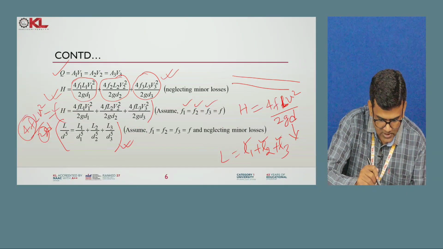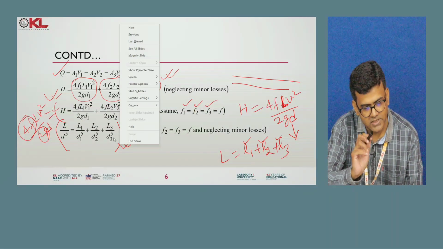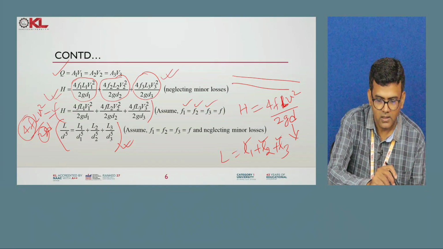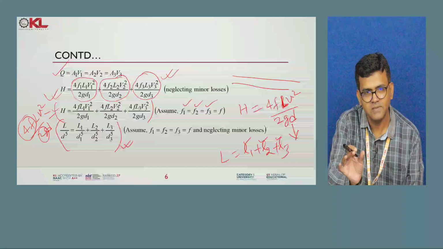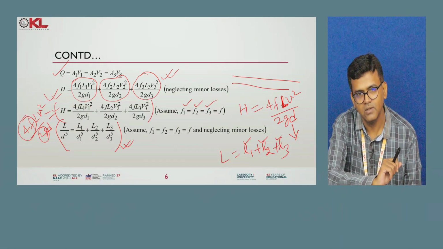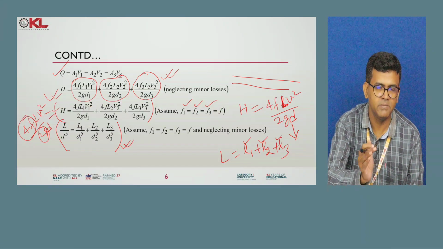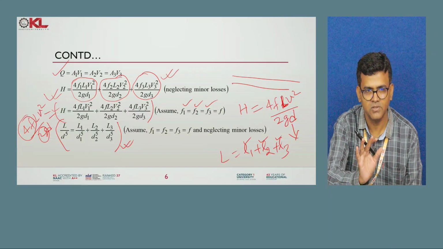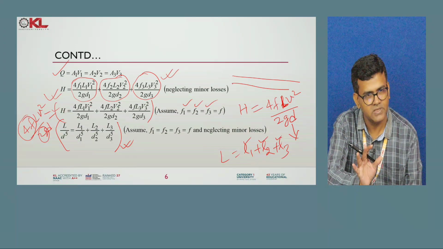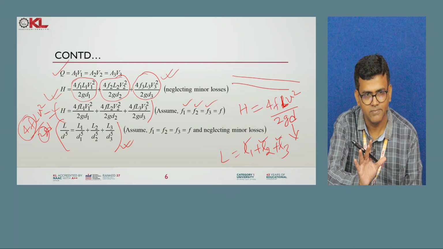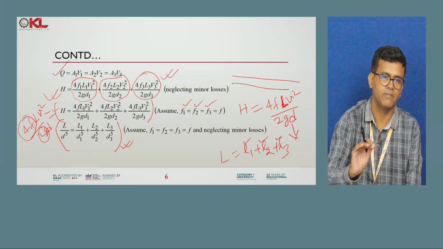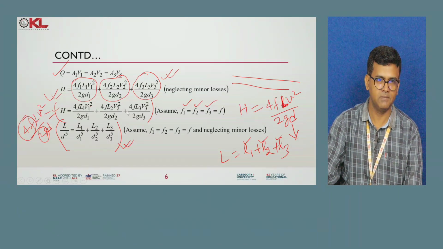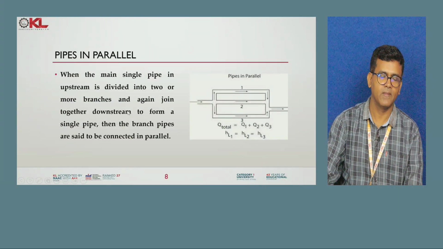So we come to this equation, but the basic concept is that all three pipes are replaced by a single pipe. There may be two pipes, there may be four pipes. The equivalent pipe concept is that the length should be the same, head loss should be the same, and discharge should be the same. This is about the equivalent pipe. Now coming to the pipes in parallel.